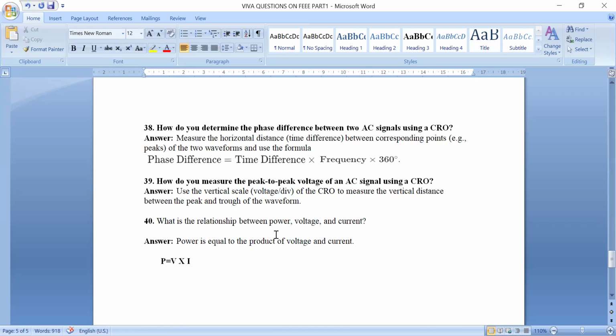What is the relation between voltage, power, and current? Power is equal to V into I. Power is the product of voltage and current. So these are a few basic questions on FEE.